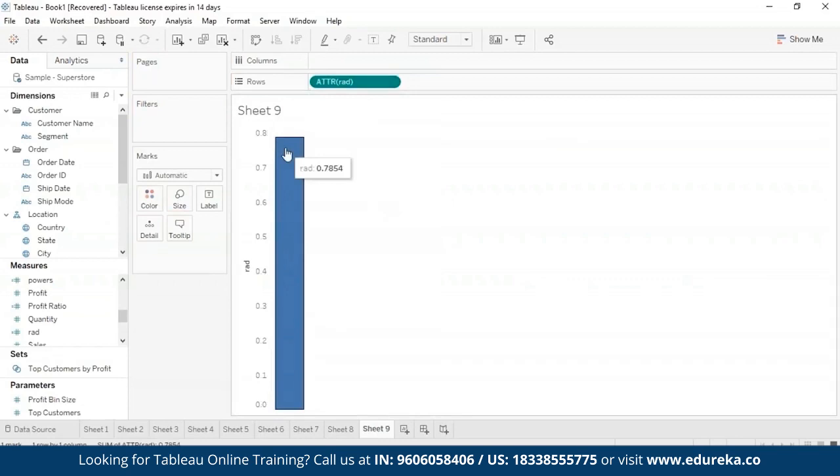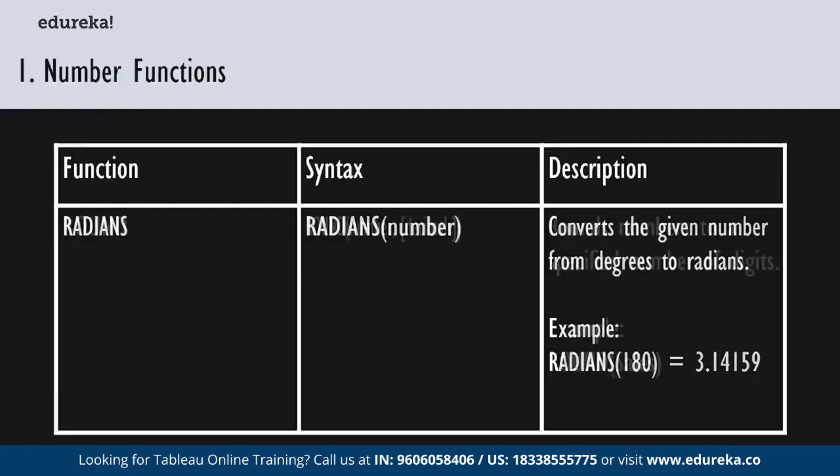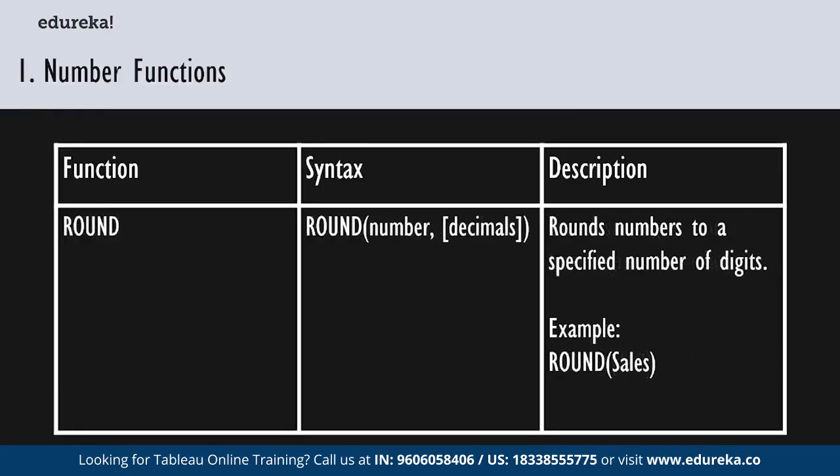So I'll take this rad calculation, put it here, and we get 0.7854, which is also pi by 4. You can do the math, use the calculator, take this moment, pause this, you can go check.